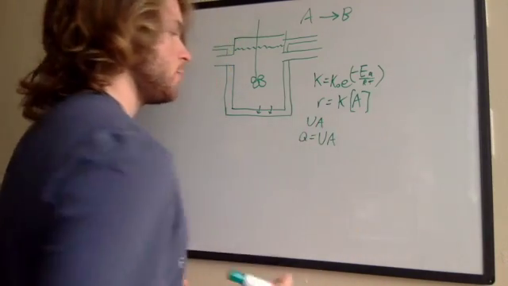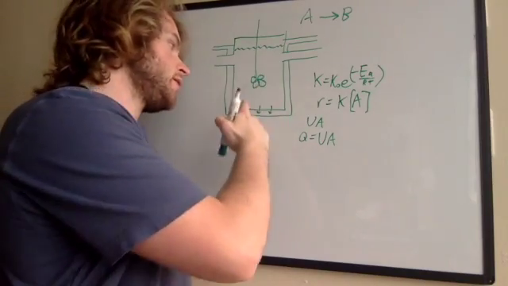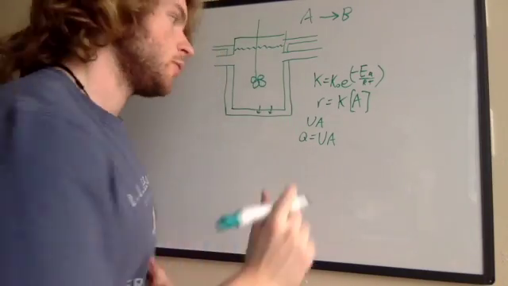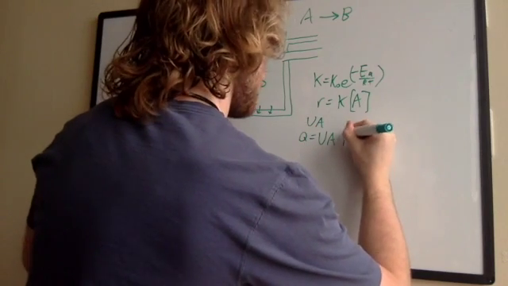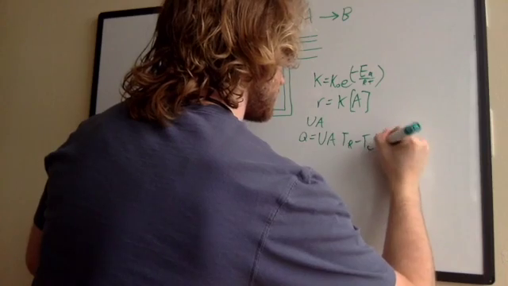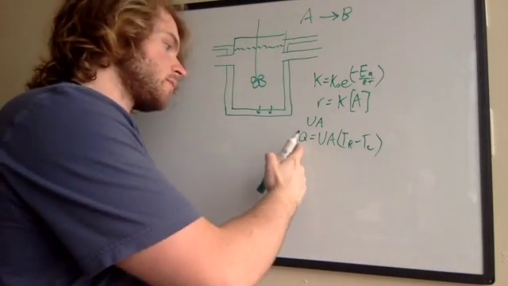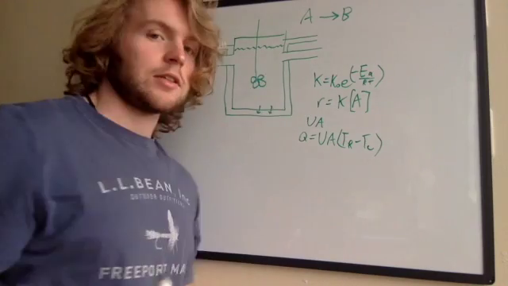And then that's just going to be multiplied by the temperature difference between the heating system and the cooling system, all right? So we're going to go the temperature of the reactor minus the temperature of the cooling system. And that right there is going to give us our heat transfer between the two systems.